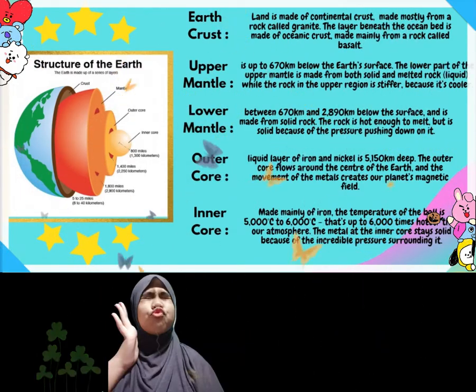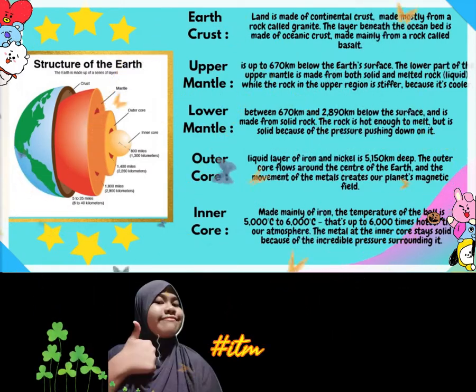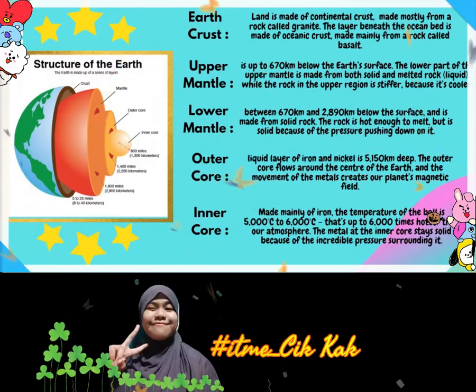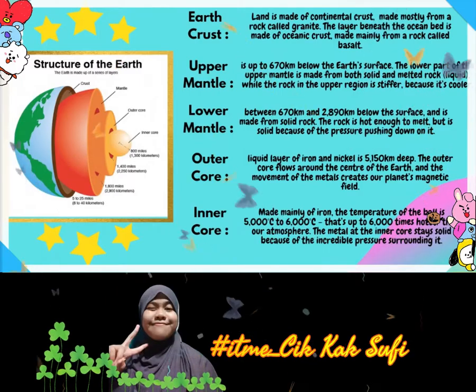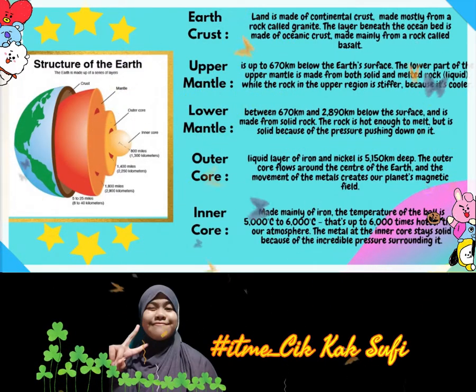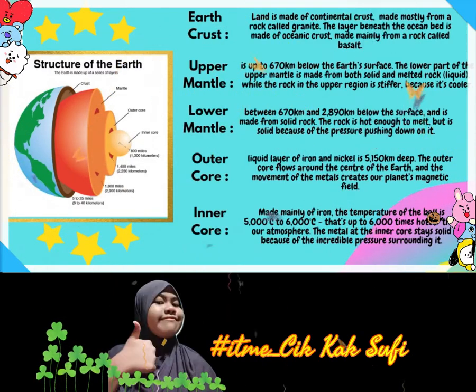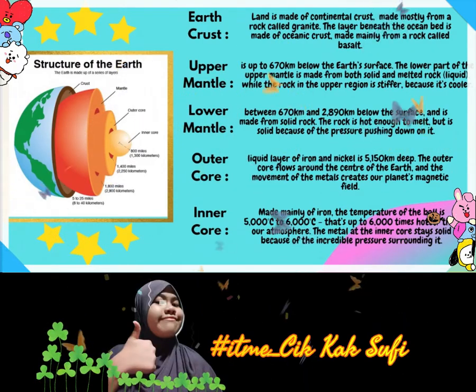Inner core is mainly of iron. The temperature of the ball is 5,000 Celsius to 6,000 Celsius. That's up to 6,000 times hotter than our atmosphere. The metal at the inner core stays solid because of the incredible pressure surrounding it.